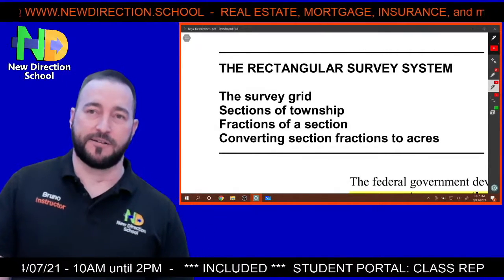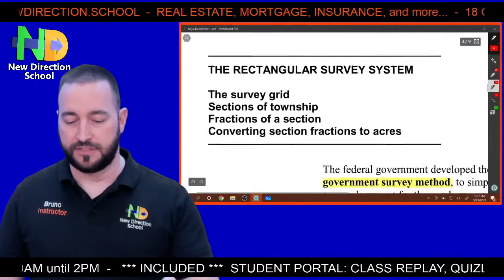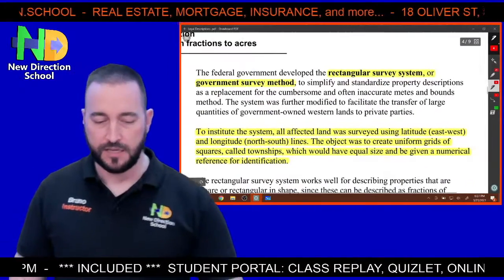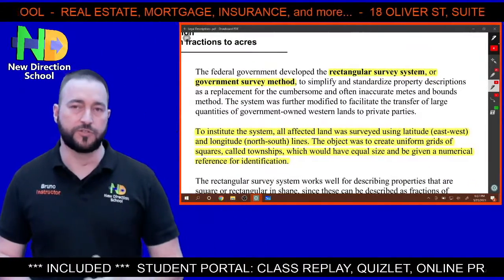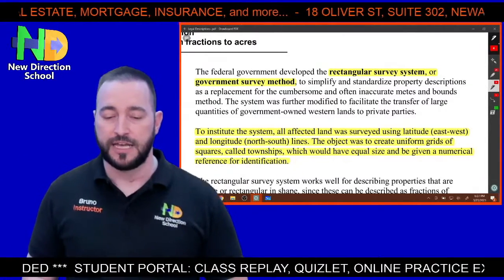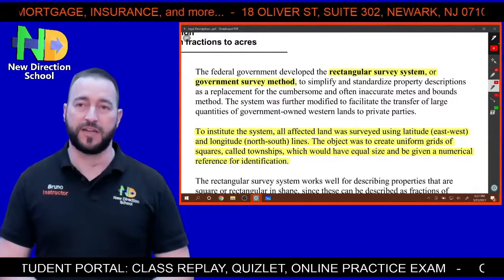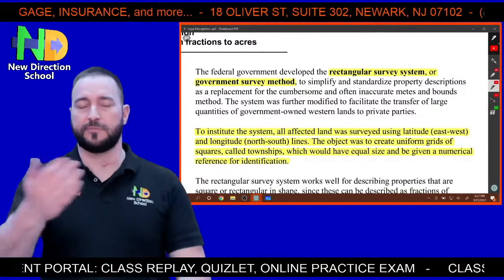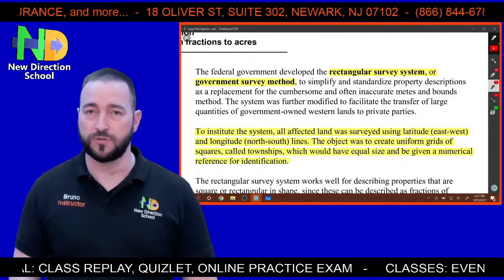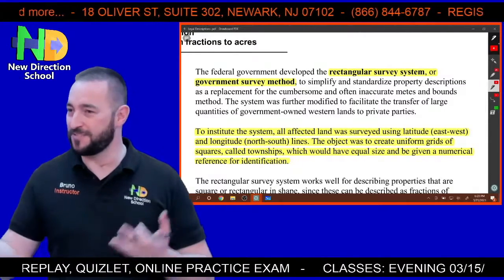Stephanie, I'm going to explain now. So the rectangular survey system, also called government survey method, is a newer method. It was used to simplify and standardize descriptions as a replacement of the cumbersome and often inaccurate meets and bounds method. For several reasons, like Mr. Eduardo pointed out, what if the tree moves or is removed or a rock rolls down the street? How do we know now what's ours and what's theirs?